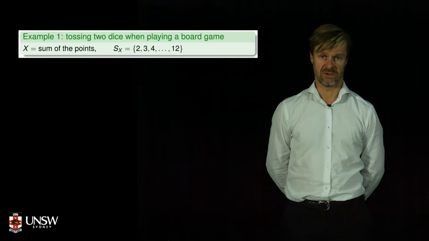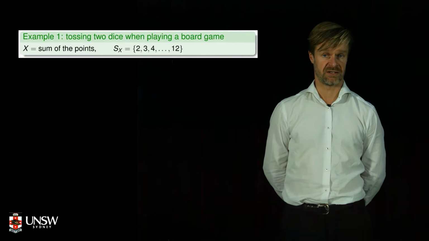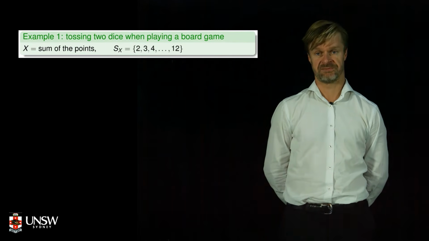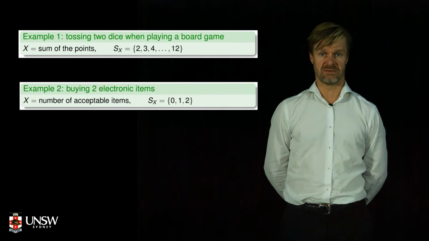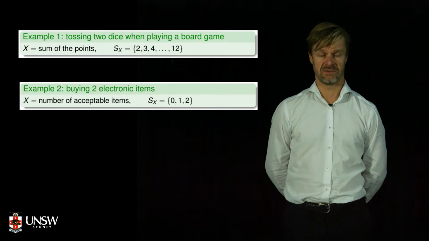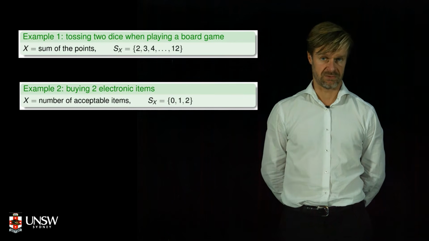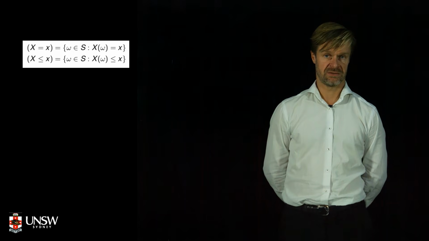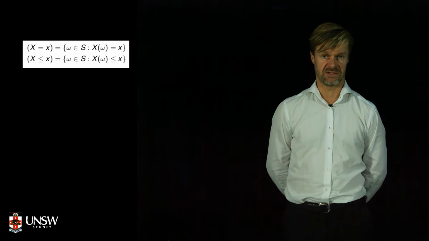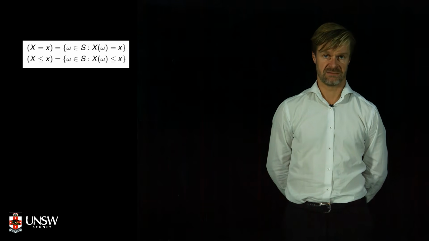So when we're rolling two dice, the sample space of possible outcomes is 2, 3, 4, 5, 6, up to 12. If we're buying two electronic items and seeing the number that are acceptable, our sample space, or our domain of variation, is 0, 1 and 2. Now, because we're mapping from events to numbers, we can calculate probabilities for this random variable. X equals little x corresponds to a set of events, and so we can calculate the probability that X is equal to some value, little x.